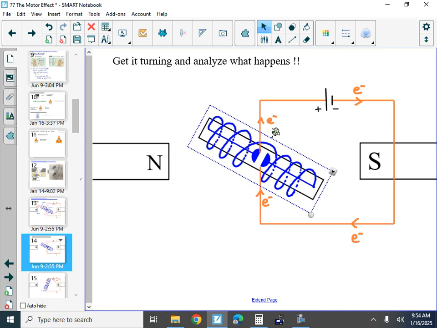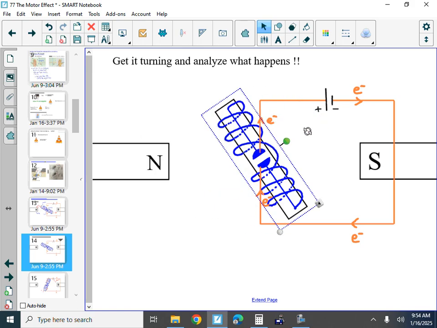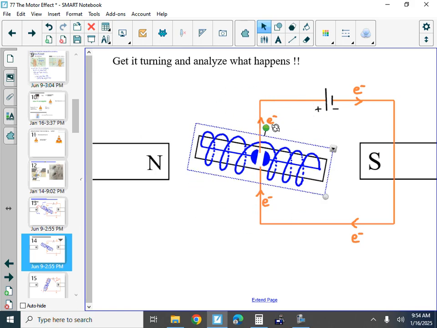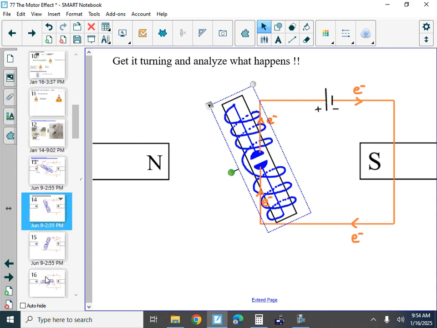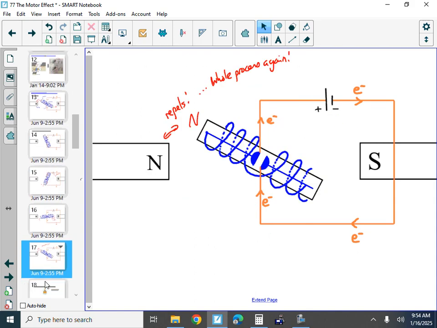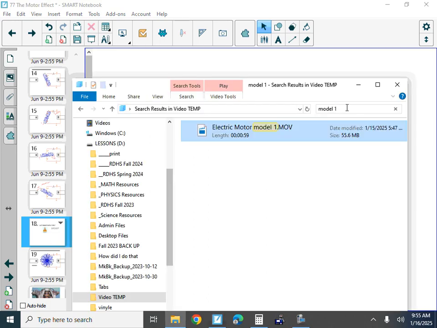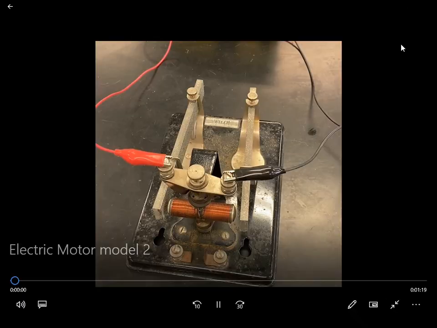So this thing just gets a push and a pull, and then another push and a pull, and then another push and a pull, and so on. It just does this. And that's how this motor works. Okay, so we've got the analysis there all mapped out. So this motor here, Model 2, is from a science supply company.